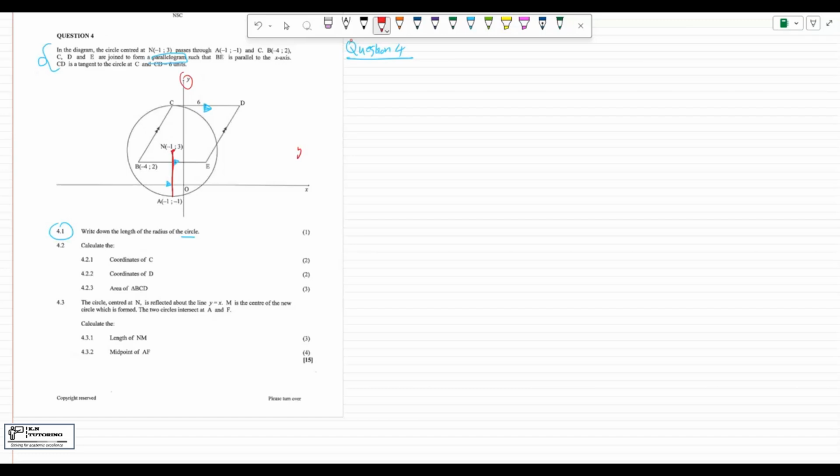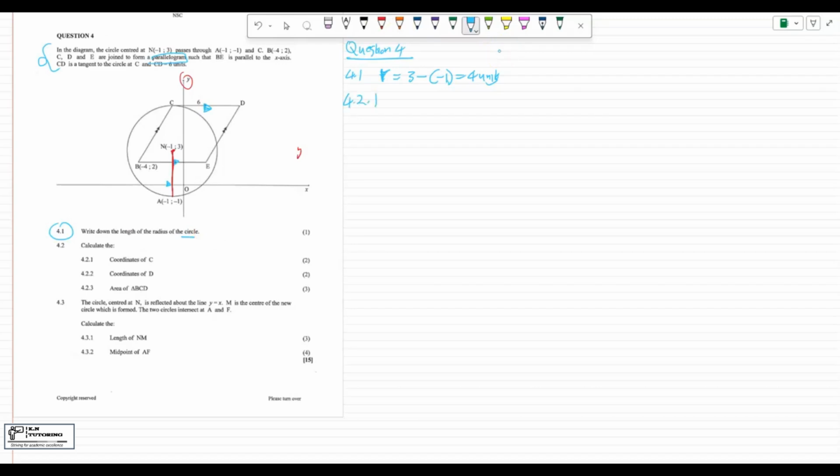So from 4 to -1, I move 4 units. Do you agree? So I can say 4.1, my radius, is going to be 3 minus -1, which will give me 4 units. You can also use the distance formula. You will see that it will automatically give you 4 units. All right.